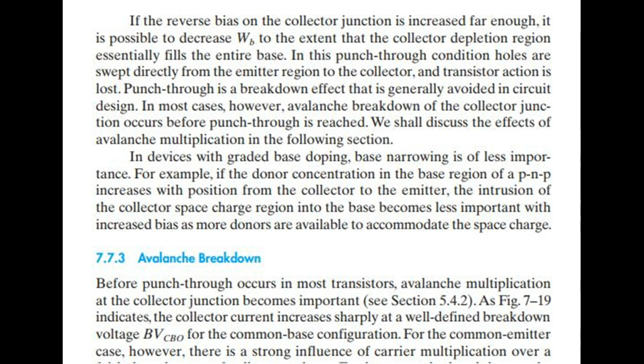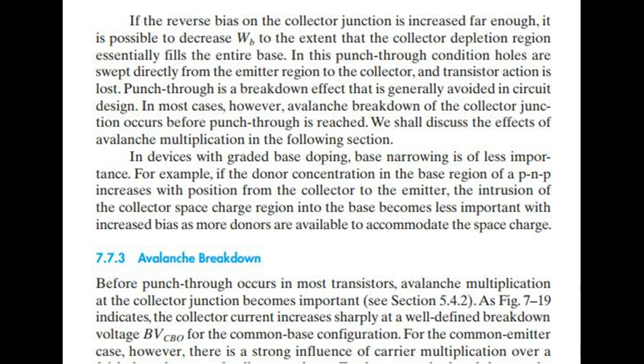In most cases, however, avalanche breakdown of the collector junction occurs before punch-through is reached. We shall discuss the effects of avalanche multiplication in the following section. In devices with graded base doping, base narrowing is of less importance. For example, if the donor concentration in the base region of a PNP increases with position from the collector to the emitter, the intrusion of the collector space charge region into the base becomes less important with increased bias as more donors are available to accommodate the space charge.